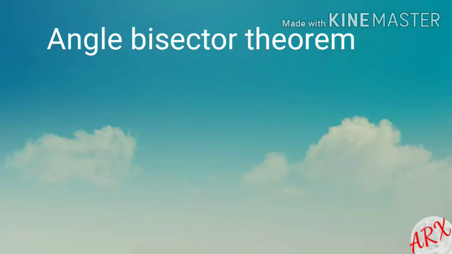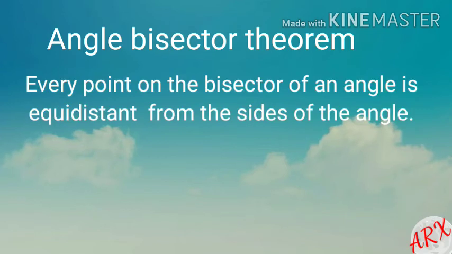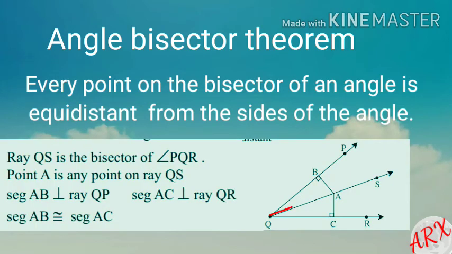Second is angle bisector theorem. Its first part states that every point on the bisector of an angle is equidistant from the sides of the angle. For example, ray QS is the bisector of angle PQR. Point A is any point on ray QS. Segment AB perpendicular to ray QP and segment AC perpendicular to ray QR. Then segment AB congruent to segment AC.